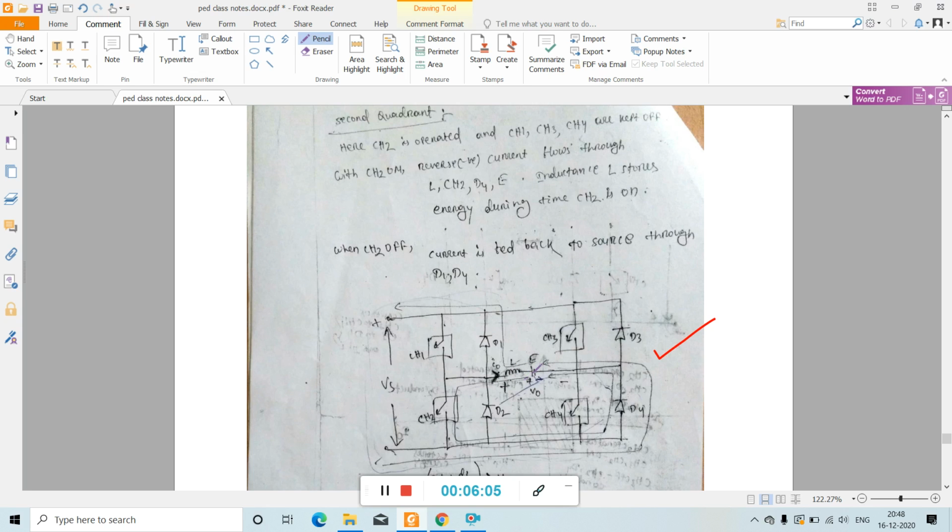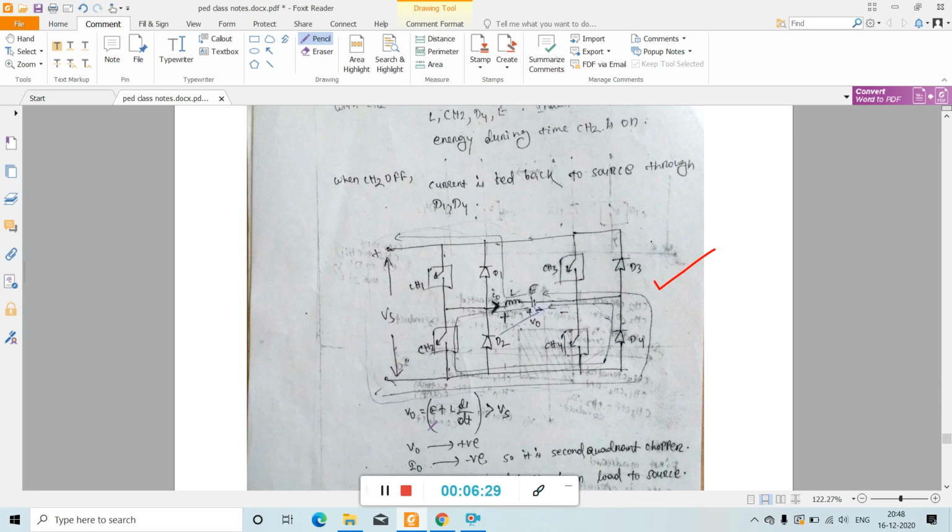And one inductor is connected in the load, and four diodes D1, D2, D3, D4 are connected in anti-parallel form. So in the second quadrant, chopper 2 is operated. That means chopper 2 is kept on, and chopper 1, chopper 3, chopper 4 are kept off. So here only chopper 2 is on. See what happens: when chopper 2 is on, reverse or negative current flows through.